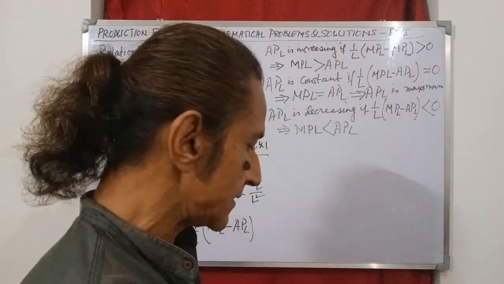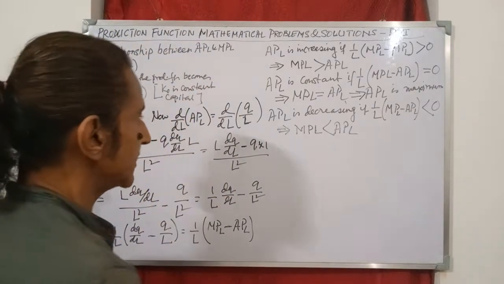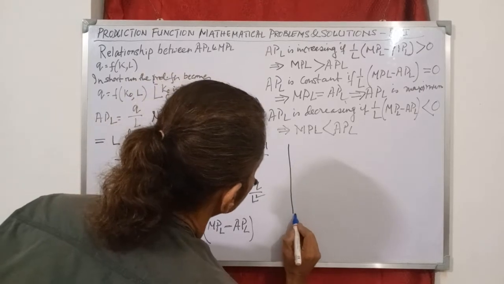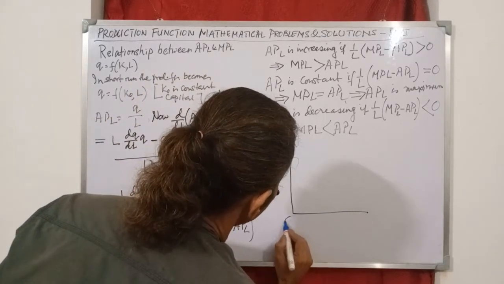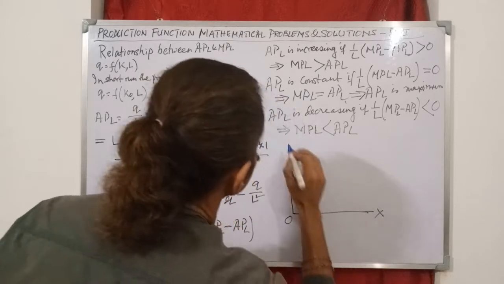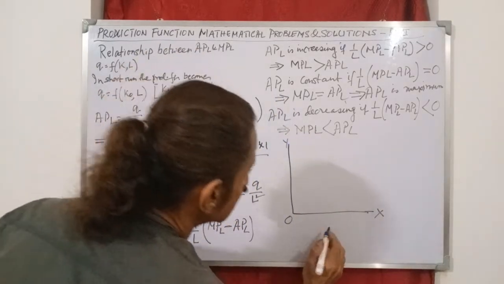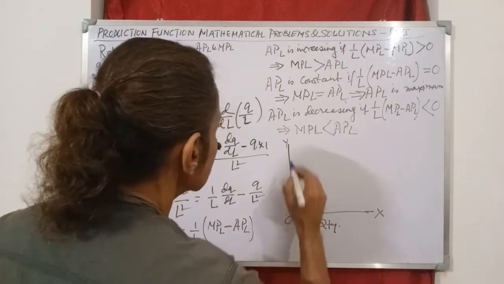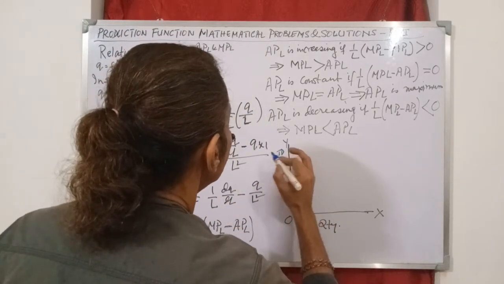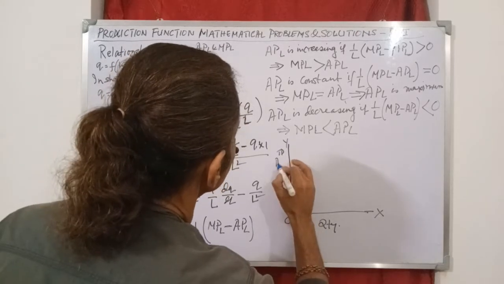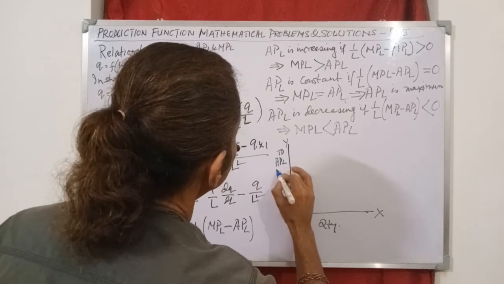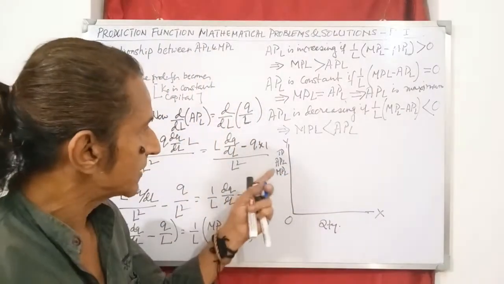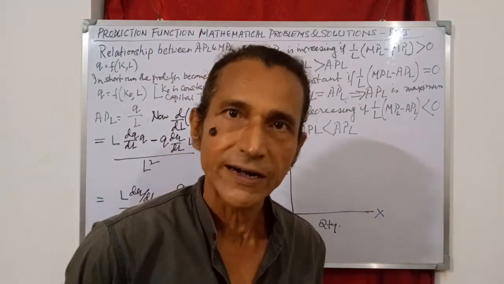Now, if we draw the diagram, we can check. Same thing is happening. We can show it through a diagram. On the x-axis we measure quantity, and on the y-axis we measure TP, that is total product, APL and MPL. Total product, average productivity of labor, and marginal productivity of labor.